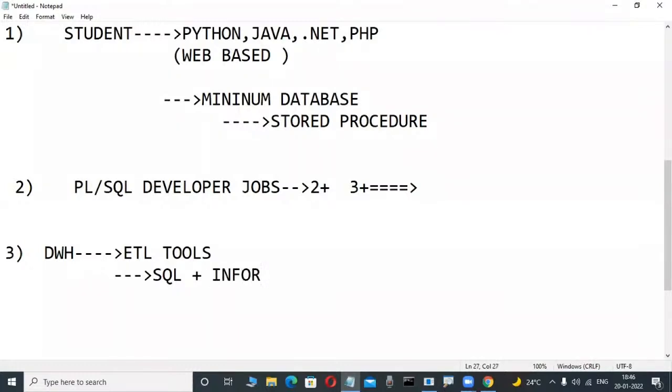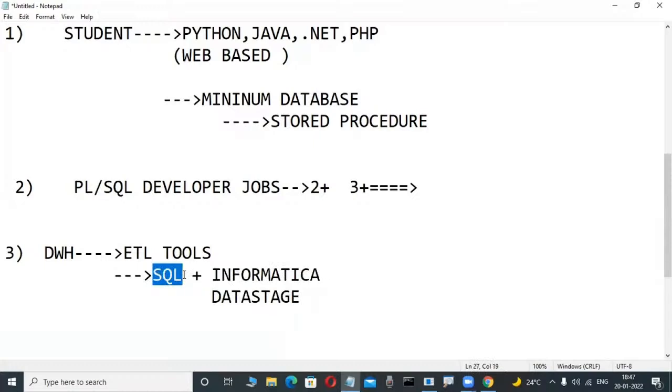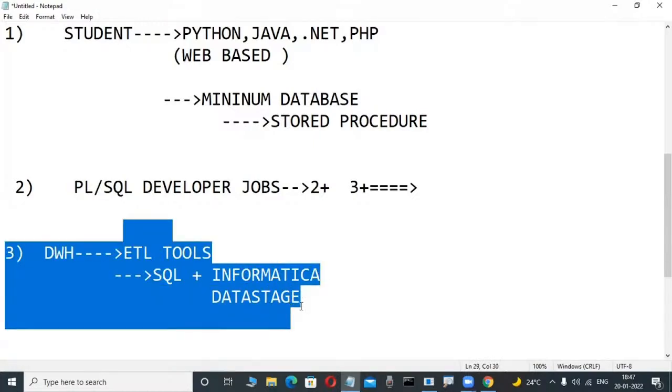Informatica is a very popular ETL tool. Again, DataStage is a popular tool, and Talend is also there. These ETL tools have a graphical user interface. Minimum SQL knowledge is required to learn them. That's why they learn these courses, for these jobs.